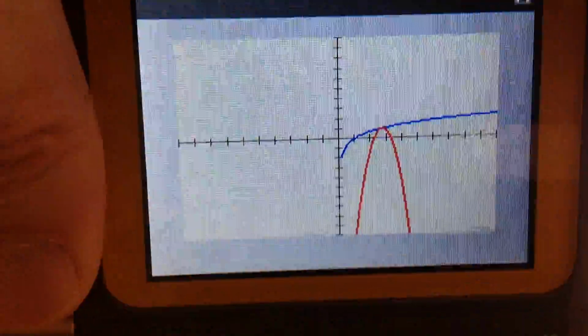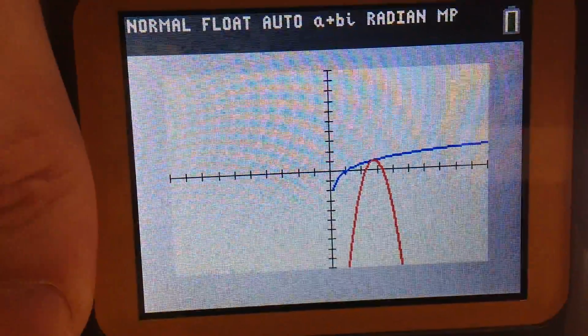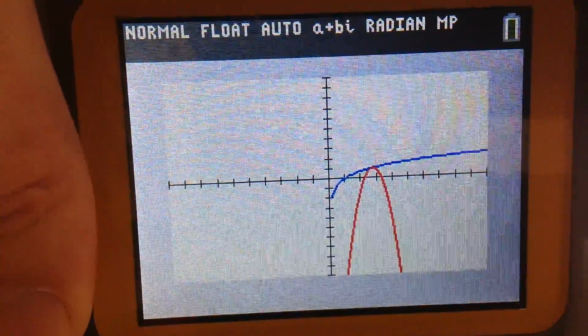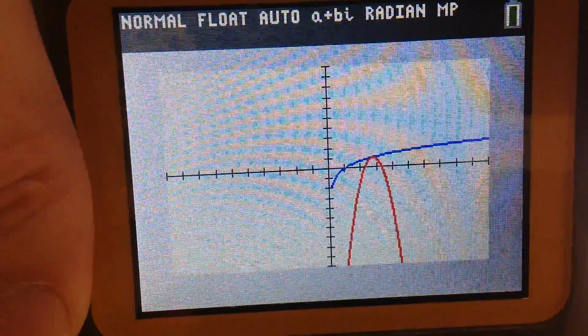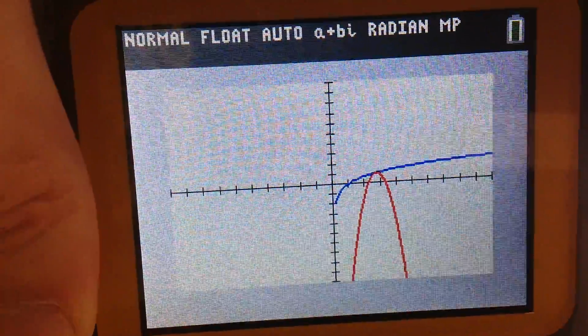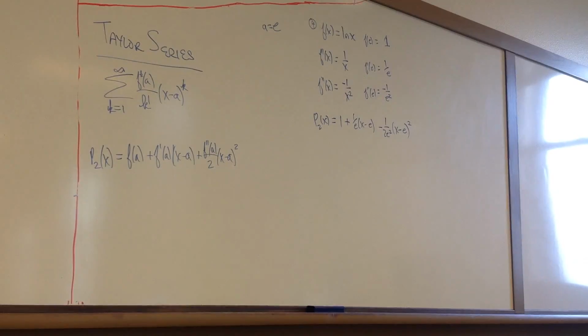There we go. And yeah, it is a pretty good approximation. You can see right around where they're closest is between 2 and 3, and e is about 2.7, so that looks like a pretty good approximator right around the value of e, but not so good once you start moving away from e. All right, that's problem 4.